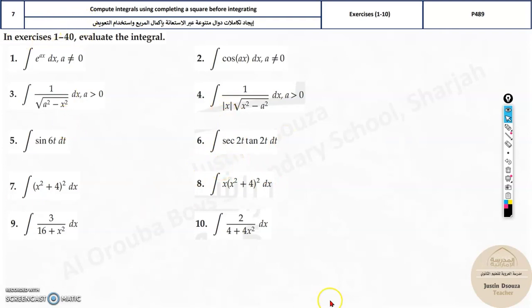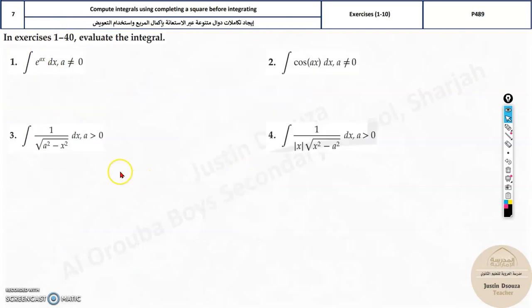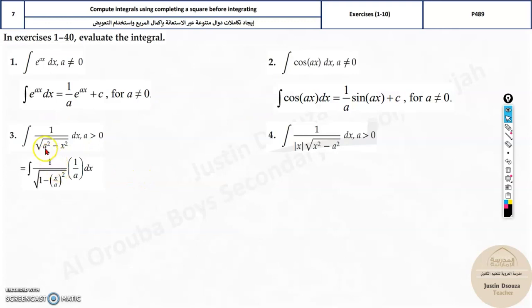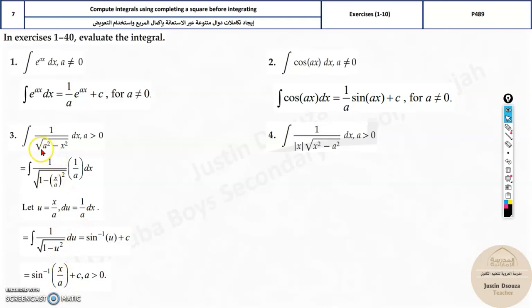Please try it by yourselves and then do it. Or you can find the pattern. In the last video, I was talking about the patterns. Now look over here. Whenever you have a square over here, understand which formula this is. 1 by root of a square minus x square is the sine inverse formula. All you need to do is add this x by a.